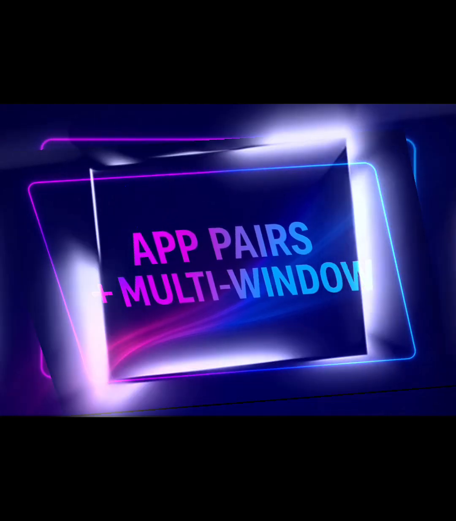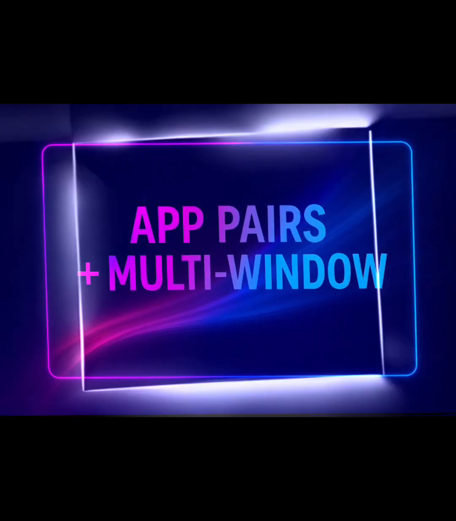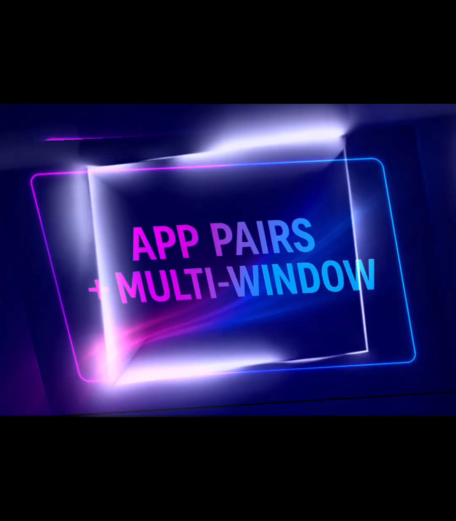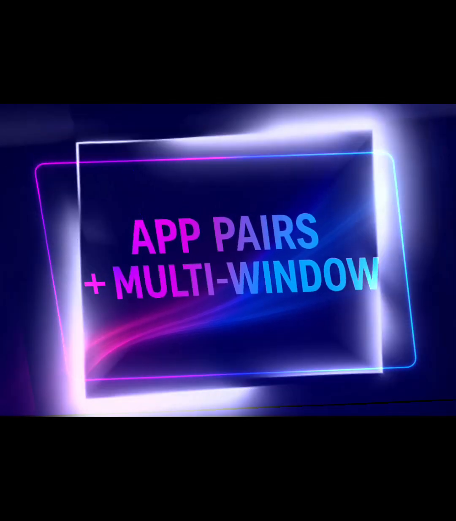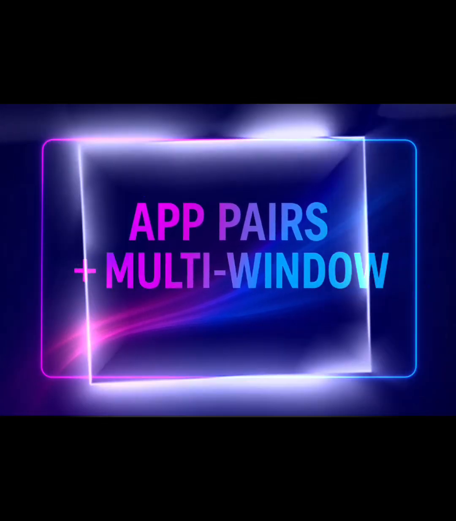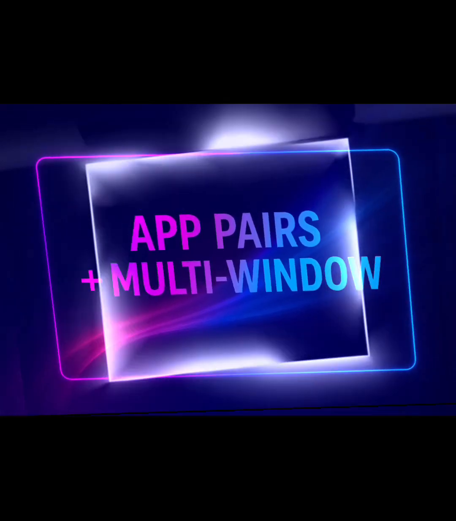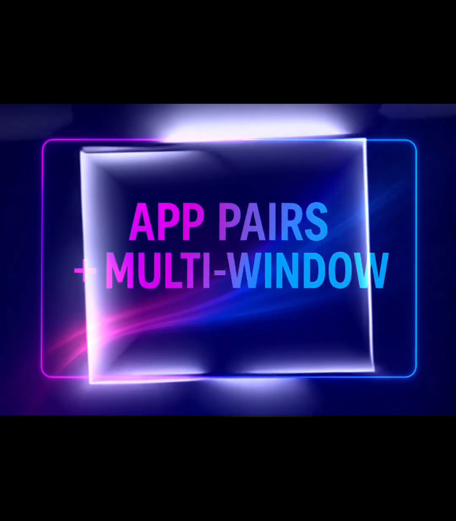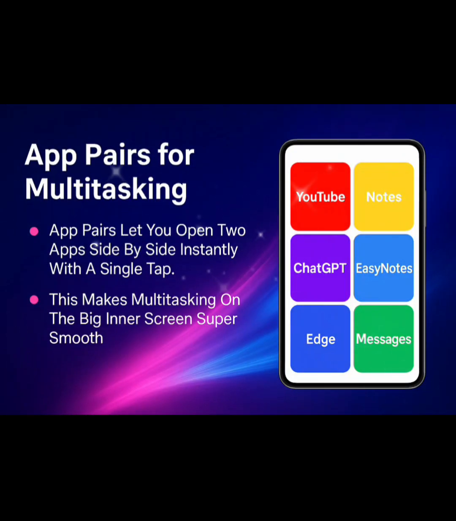Let's take advantage of one of the Fold's best features, app pairs and multi-windows. App pairs lets you open two apps side by side instantly with a single tap. This makes multitasking on the big inner screen super smooth, and it's a feature that really sets the Z Fold 7 apart from any other phone. You can save multiple app pairs for different workflows.